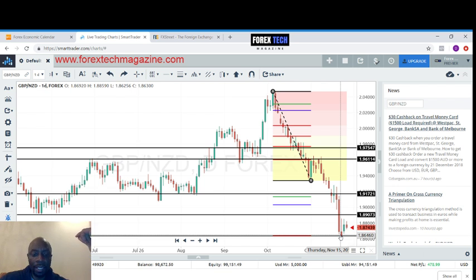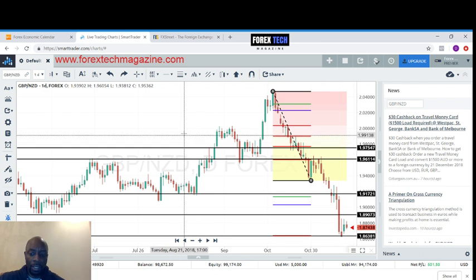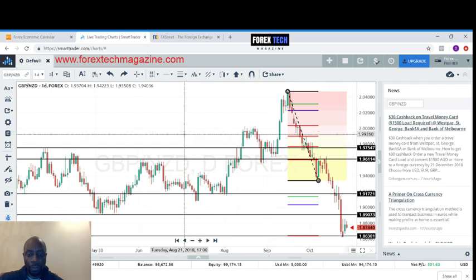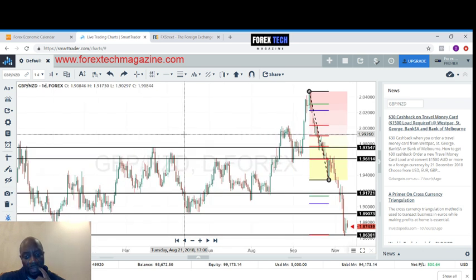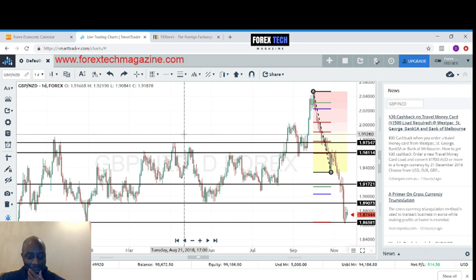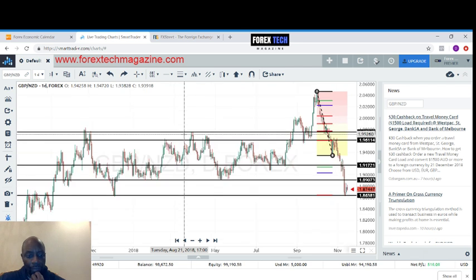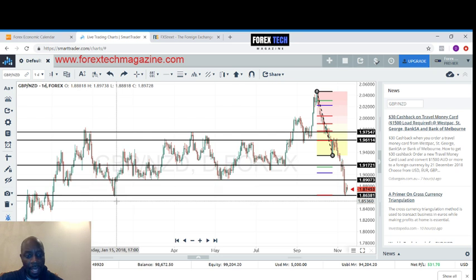So in my opinion, this could definitely be a U-turn for this particular currency pair, and it could continue to move up. Now, let's look at a couple other things before we get too excited about that. This has been a support that's held up in the past.